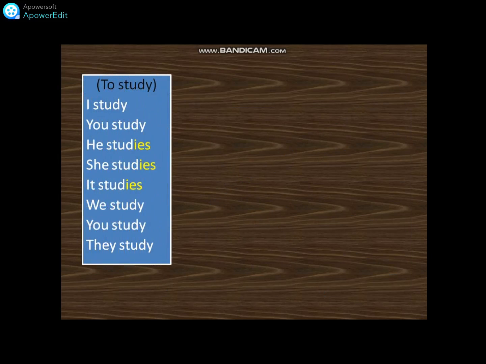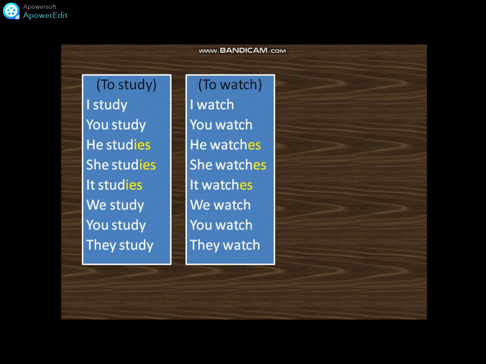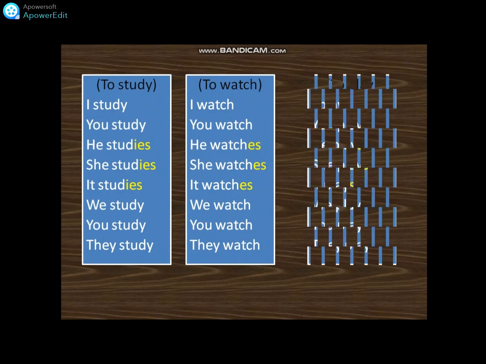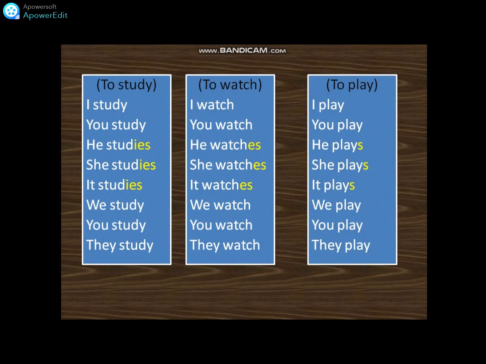Okay. Another verb. To study. Now again, I study, you study, but when it comes to he, she, and it, we add an ies. He studies, she studies, it studies. And then we finish the verb as it is. Another verb. To watch. I watch, you watch, he watches. Now es. She watches, it watches. Another verb. I play, you play, he plays, it's an S. She plays and it plays. We play, you play, and they play.